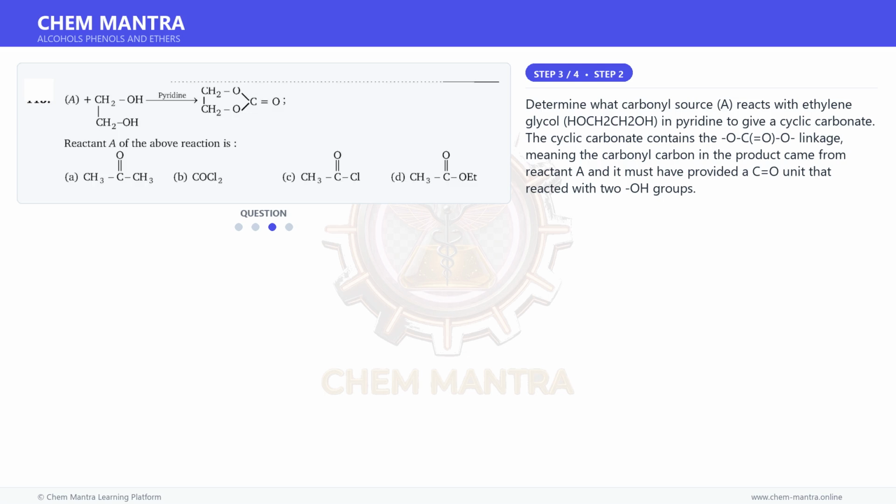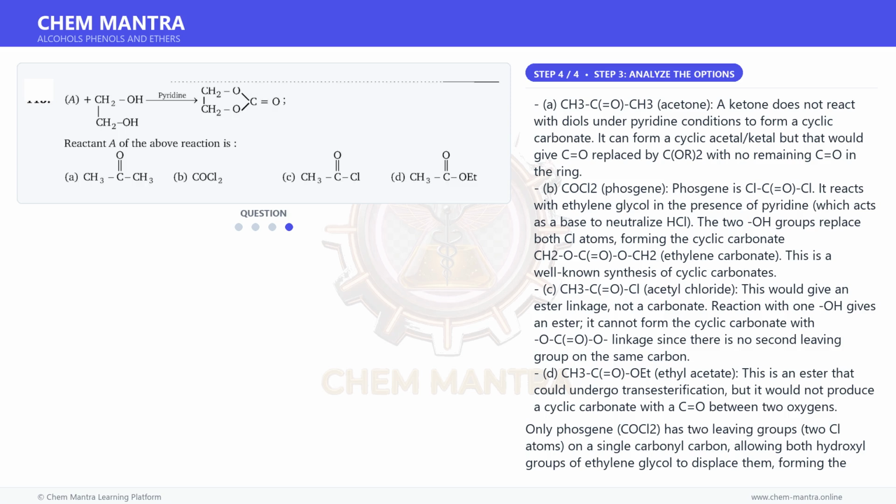Determine what carbonyl source, A, reacts with ethylene glycol, HOCH2CH2OH, in pyridine to give a cyclic carbonate. The cyclic carbonate contains the OC(=O)O linkage, meaning the carbonyl carbon in the product came from reactant A, and it must have provided a C=O unit that reacted with two OH groups. And for the final step: A, CH3C(=O)CH3.